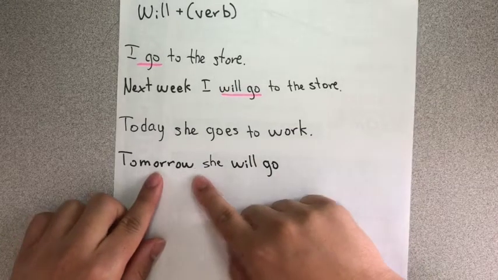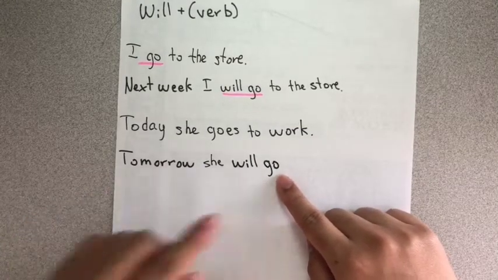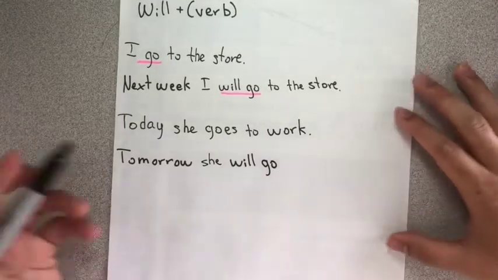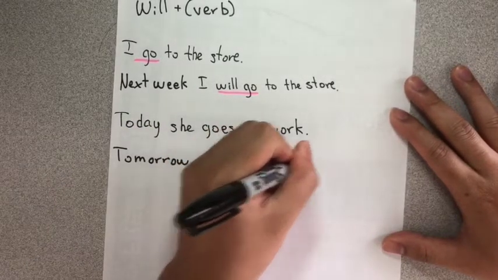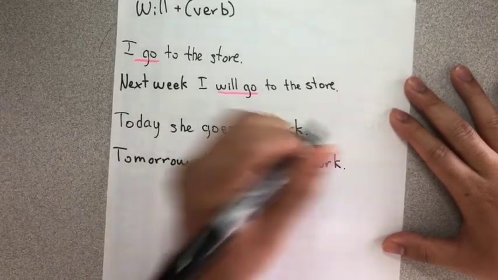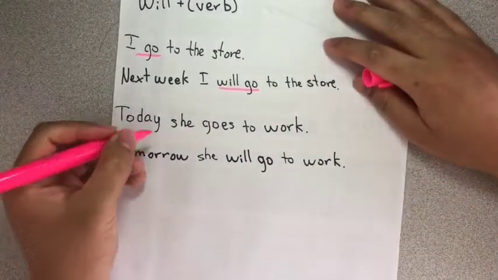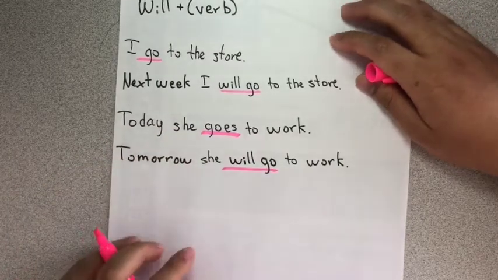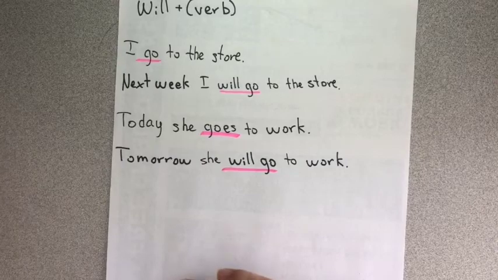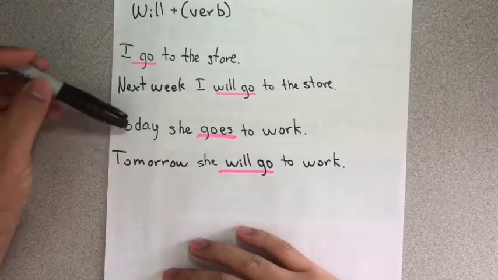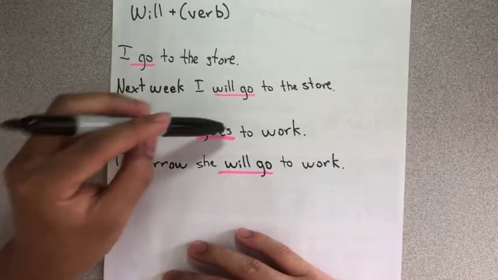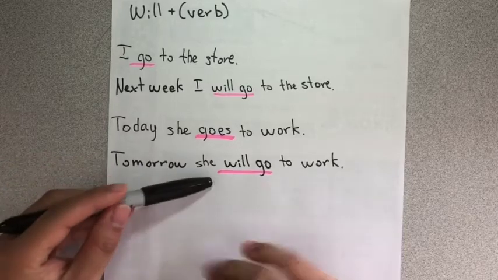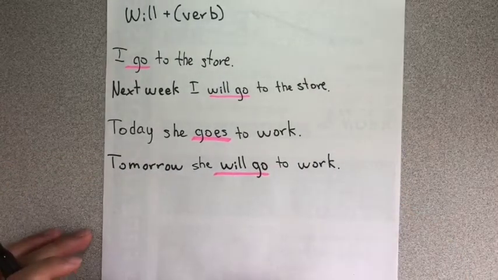When we talk in the future, we say will go. She will go. We don't say she will goes. We say she will go for the future. Tomorrow, she will go to work. So, in the present, we say she goes. But in the future, we say she will go. So, actually, the future is easier than the present. Because here we have to change go to goes because we're talking about she. But in the future, it's always the same. Always will go. Tomorrow, she will go to work.